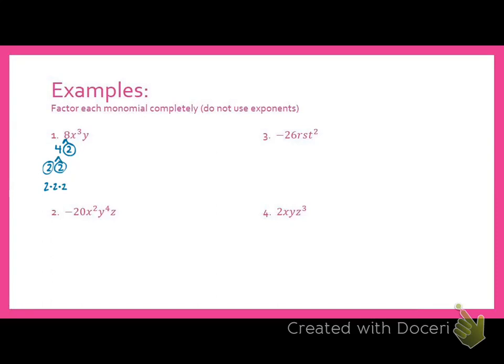How many x's do I have? 3. So we list out 3 x's. And how many y's do I have? 1. So the prime factorization of that is 2 times 2 times 2, x times x times x, and y.